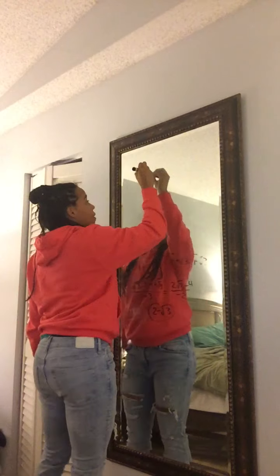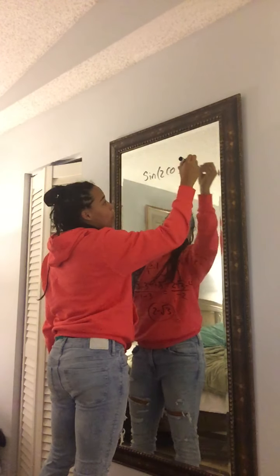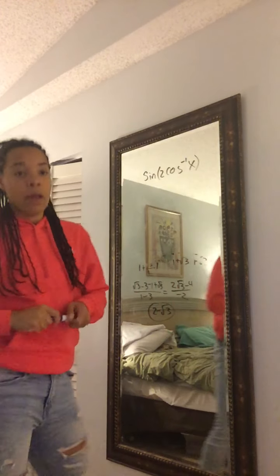Okay. So they gave us sine of 2 cosine inverse x. I'm going to write it out. Sine 2 cosine negative 1 x. And then you have a bunch of options. The first one, while I was reading this, I thought, okay, you're not going to rename sine 2x as theta and use a double angle identity in this situation because we're going to use cosine. So that already eliminated one of the options for me.